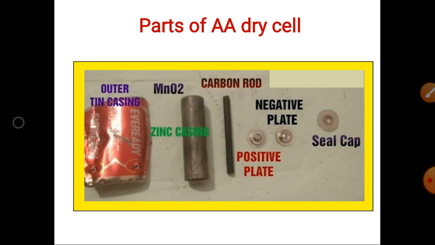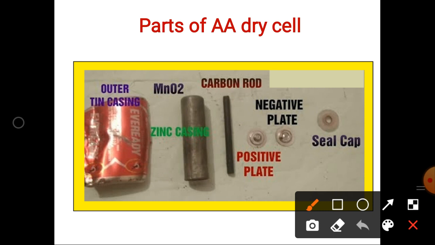Here, if we open the dry cell, we can view the different parts of that battery. Here I have taken a dry cell, and the different components are marked. The first one is the outer tin casing. We can view this everyday battery like this, and inside that outer tin case we can view the zinc container, that is the zinc casing.